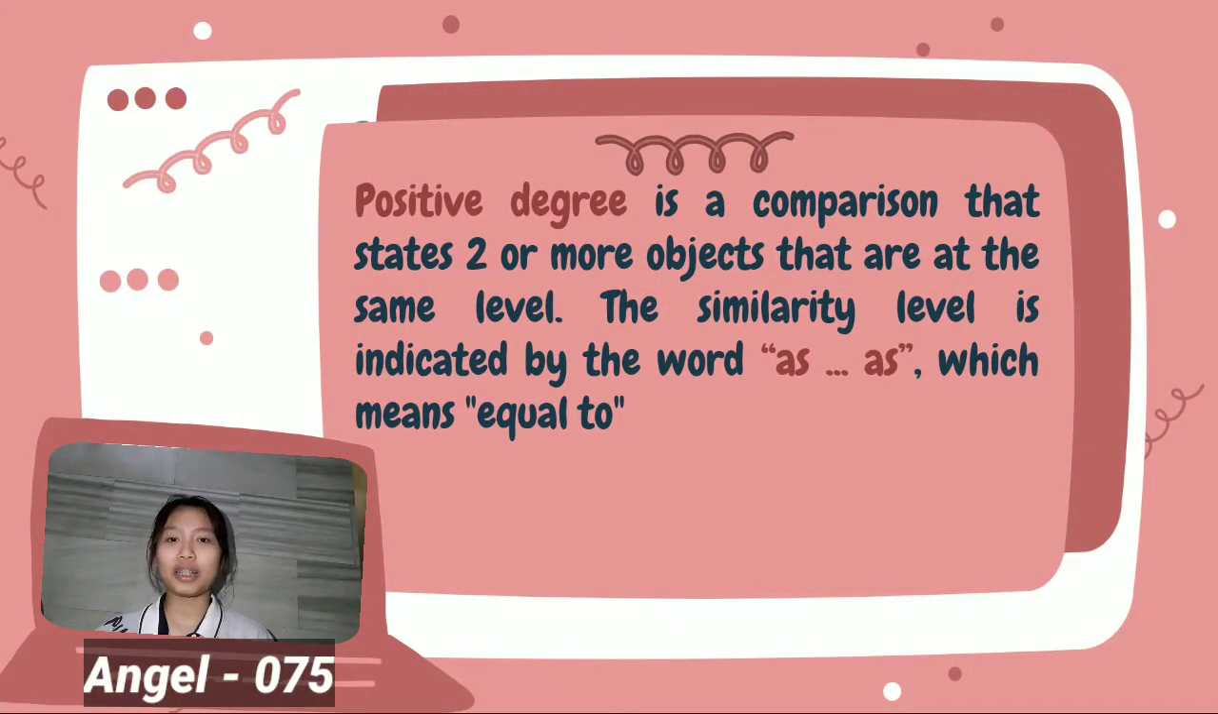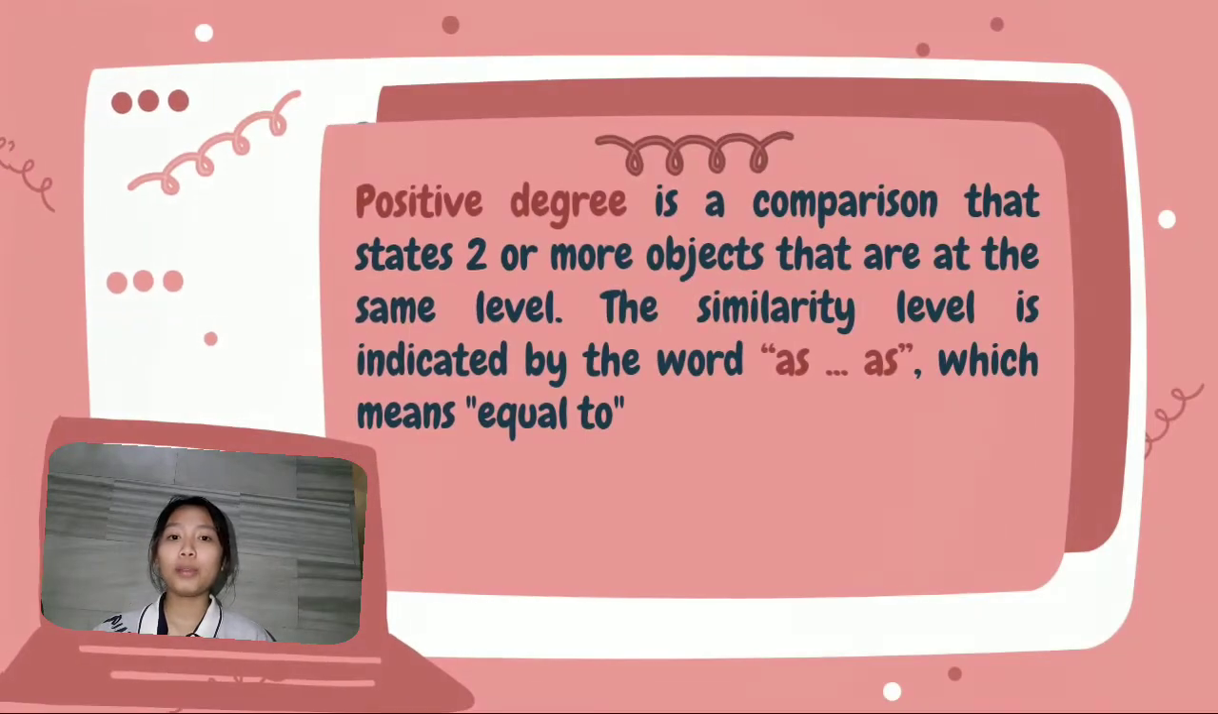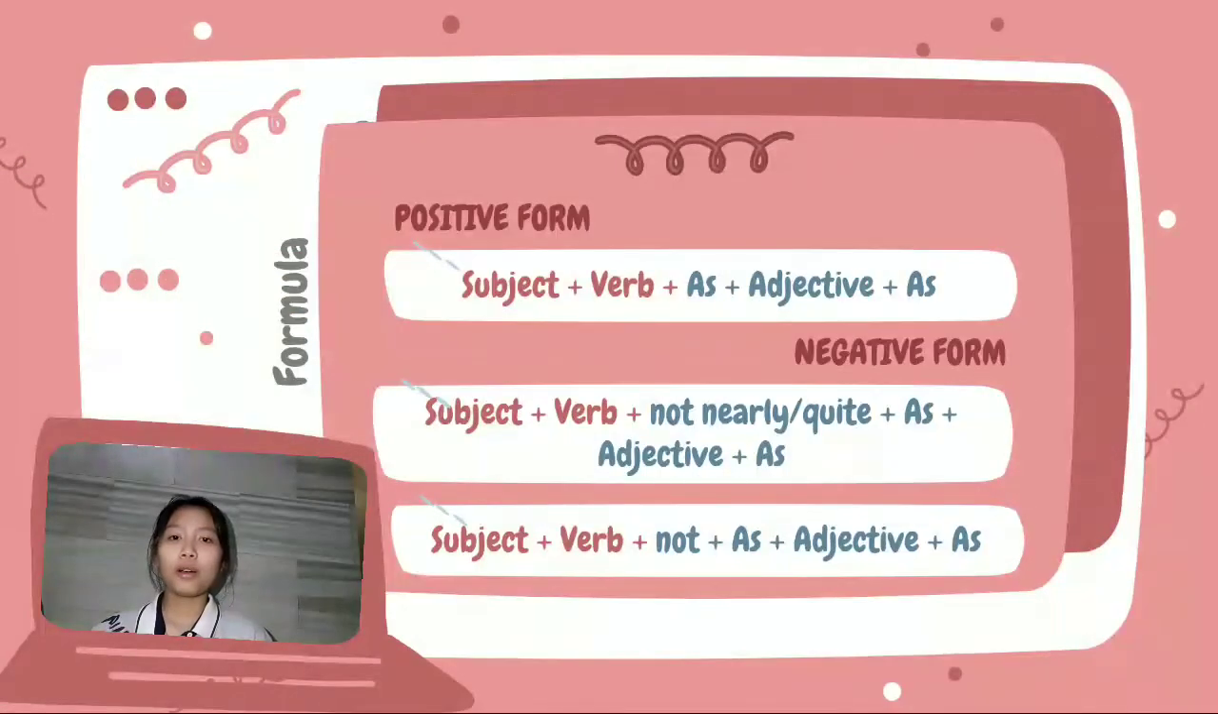As I said earlier, positive degree is a comparison between 2 or more objects that are at the same levels. The similarity is indicated by the word as... as, which means equal to. The formula for the positive form: subject plus verb plus as plus adjective plus as.